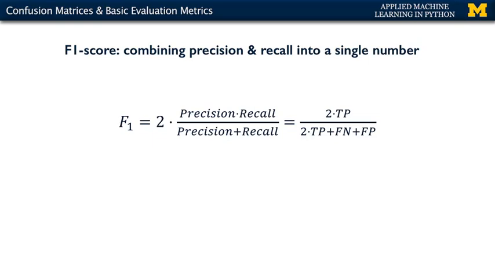When evaluating classifiers, it's often convenient to compute a quantity known as an F1 score that combines precision and recall into a single number. Mathematically, this is based on the harmonic mean of precision and recall using this formula. After a little bit of algebra, we can rewrite the F1 score in terms of the quantities that we saw in the confusion matrix: true positives, false negatives, and false positives.